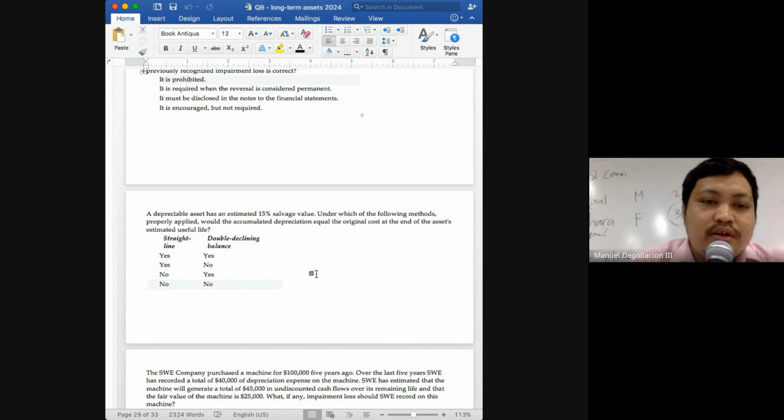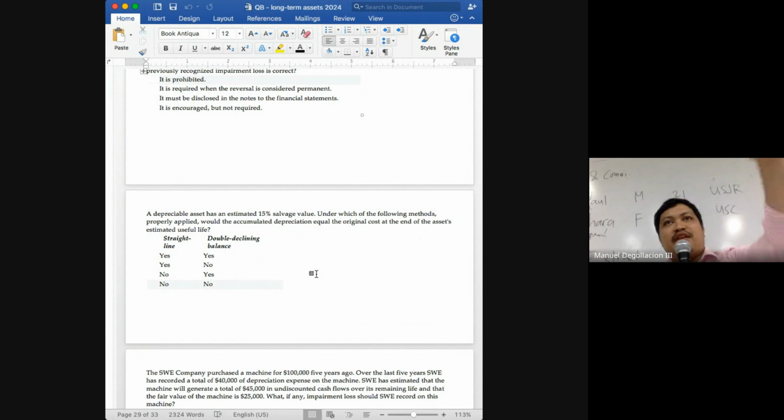But what if there was no salvage value? What would have been the answer? Yes and no. Under the double declining balance method, you will never reach zero. It's always a percentage of the previous balance.